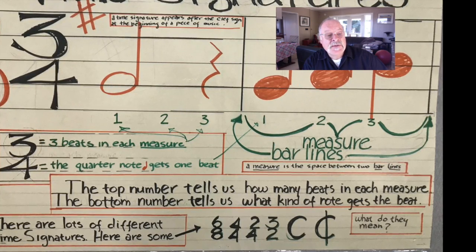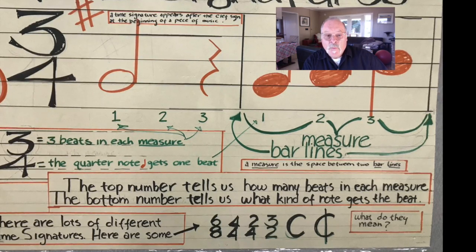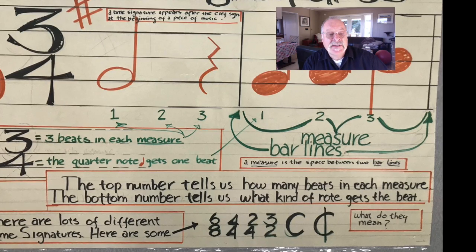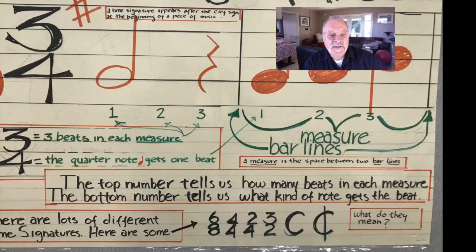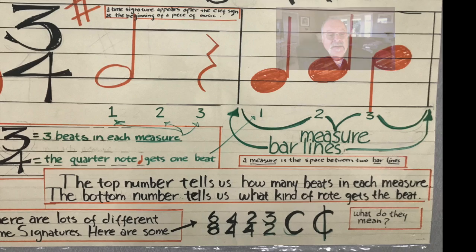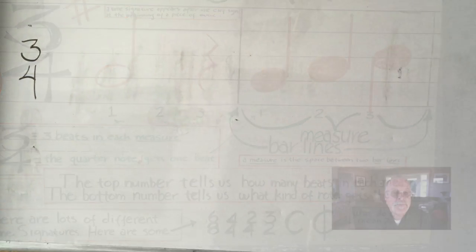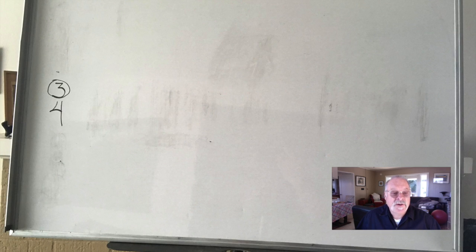On the poster, you can also see bar lines and measures. See them? What's the bar line, you ask? Well, I'm glad you asked. Bar lines are those little vertical lines that you see all the way through a piece of music. What's a measure? Well, I'm glad you asked. A measure is the space in between the bar lines. There are lots of bar lines and measures in a piece of music. But back to time signatures. The top number is what's important for us to know about.